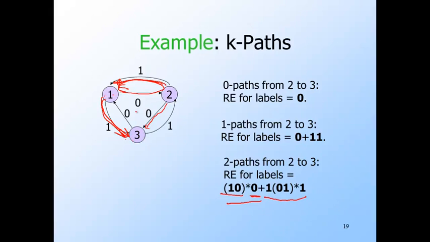The regular expression for the labels of all 2 paths from state 2 to state 3 is the union of these 2 expressions that we have just described. The 3 paths from state 2 to state 3 also have a regular expression, but it is sufficiently complicated that we're going to save that example until we have seen the complete construction.